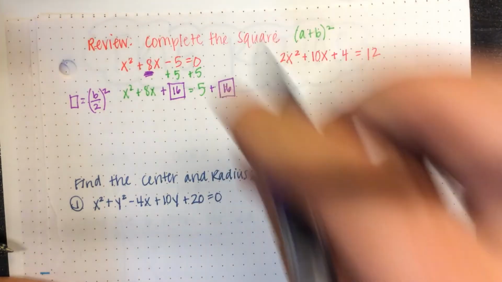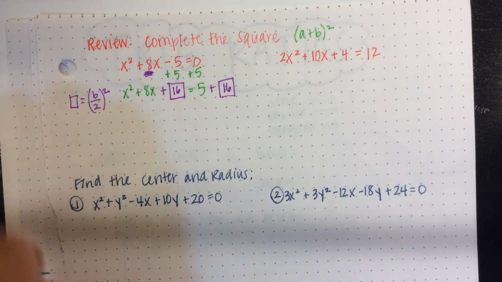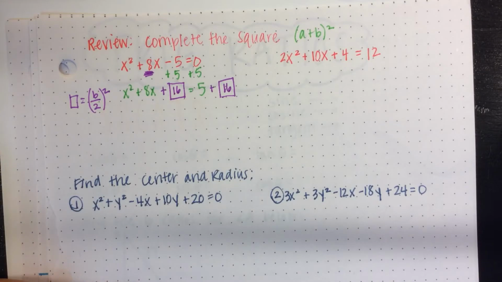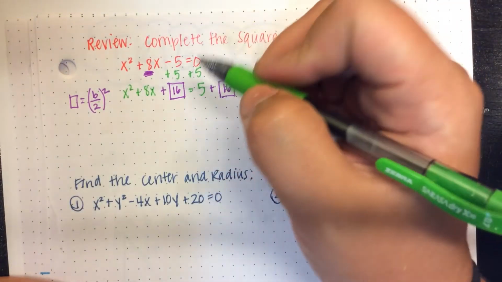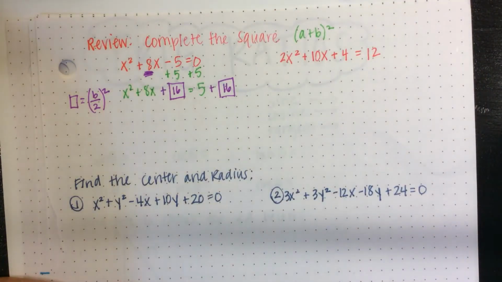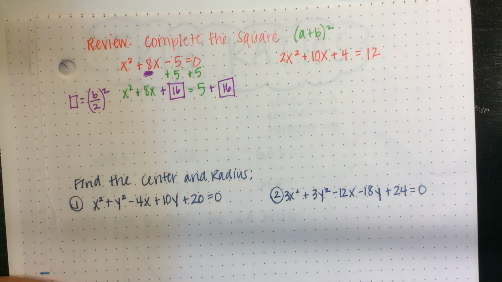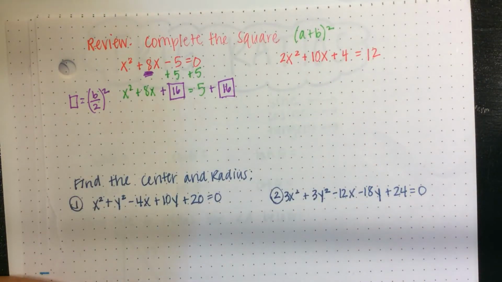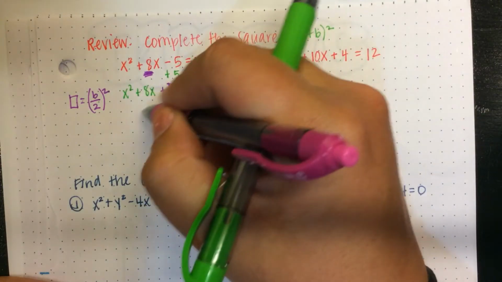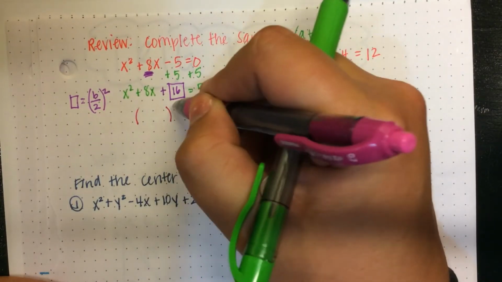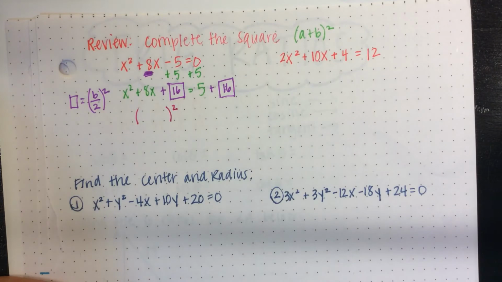So 16 is what I'm going to add to both sides, because you have to do it to both sides if you're not going to change your equation, which we don't want to change. We want to work with it. All right, then I can rewrite, well, let's see, we'll change colors again. Then I can rewrite this left side as something squared, all right?